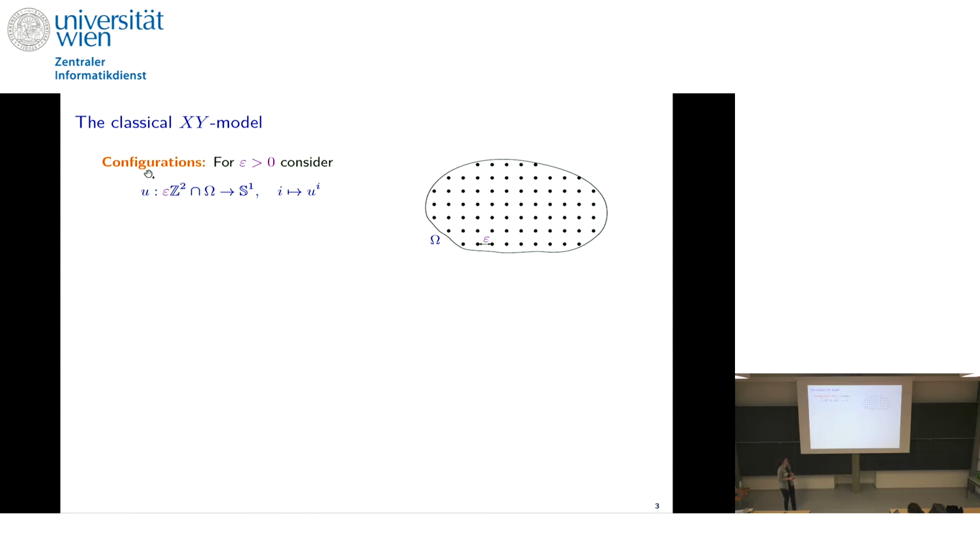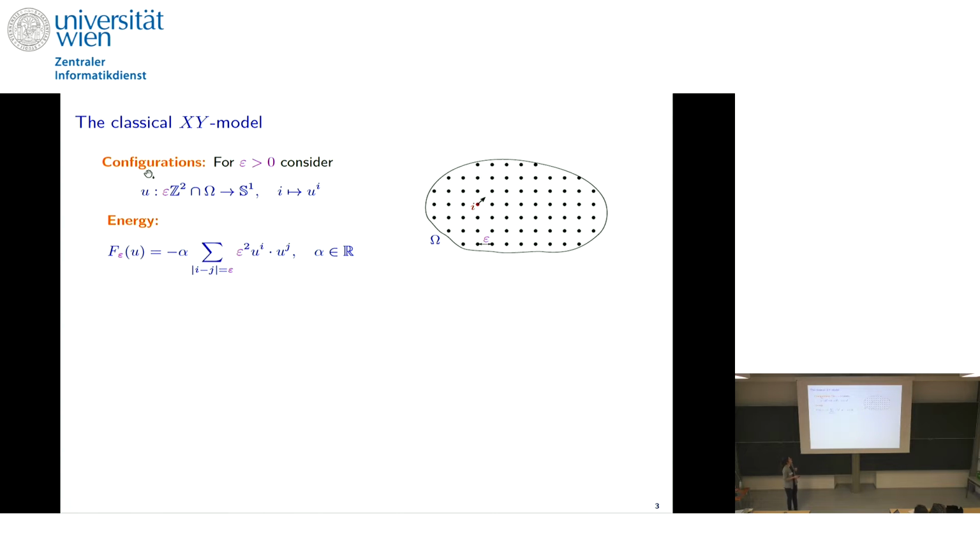So let's start with the classical XY model. Everything that I'm talking about today will be in 2D. So we are thinking about a region omega in 2D, which you can think of as a region, for example, occupied by a magnet. On this region omega, we are considering the portion of an epsilon-spaced square lattice, and you can think about the atoms. Then we have an order parameter which to every lattice point assigns a unit vector. So just think about the local magnetization. These are our configurations.